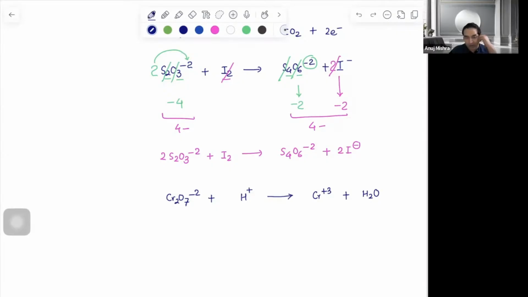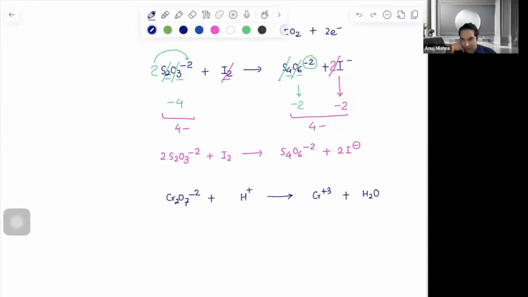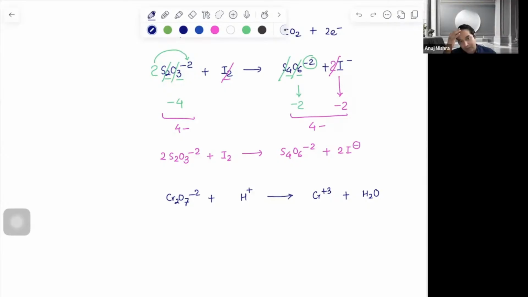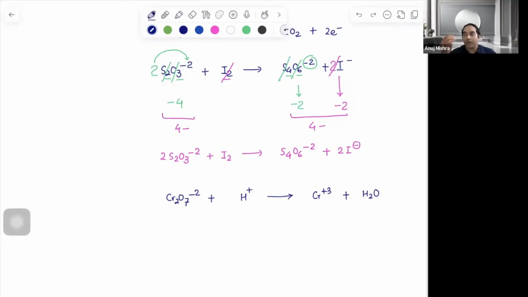Anybody who can balance this reaction or who has balanced already can let me know. Try. Shanam, is it clear? Yes, sir. Done. Okay. What is the balancing? What are you writing? Sir, 14H plus, 2 Cr plus 3, 7H2O and plus 6 electrons. 6 electrons are also coming out along with it. Sir, here it is 12 and there it is 6. Okay. Good. So he has already written the balanced equation. Others, please check.